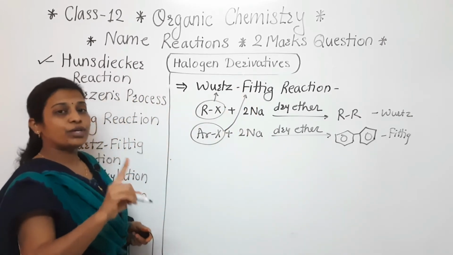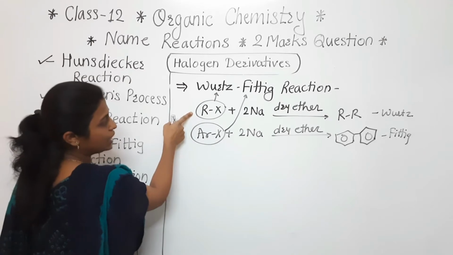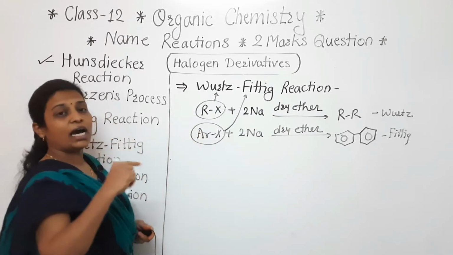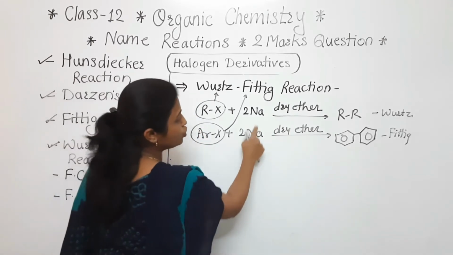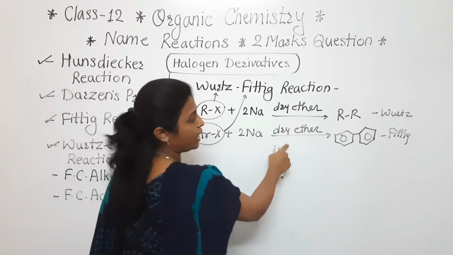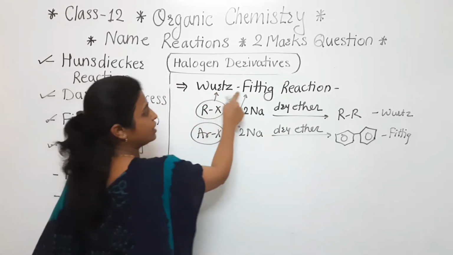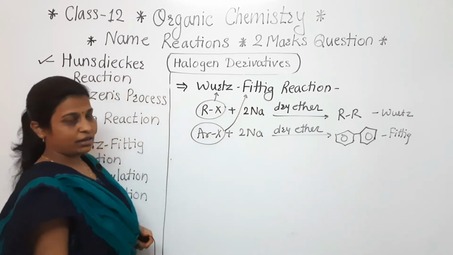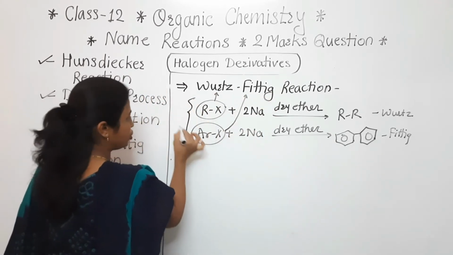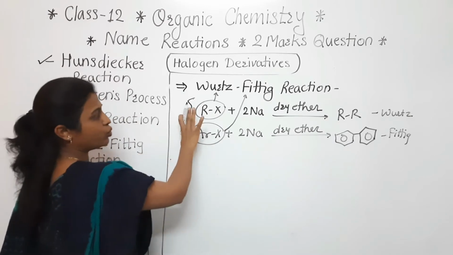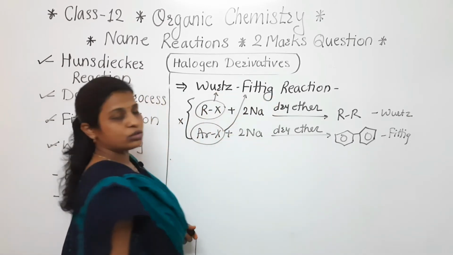And when we are treating 1 mole of alkyl halide with 1 mole of aryl halide with sodium metal in presence of dry ether, then we are getting one product, and that reaction is nothing but the Wurtz-Fittig reaction. So this part I wanted to explain to you, that's why I have written. No need to write in the note of that Wurtz-Fittig reaction.